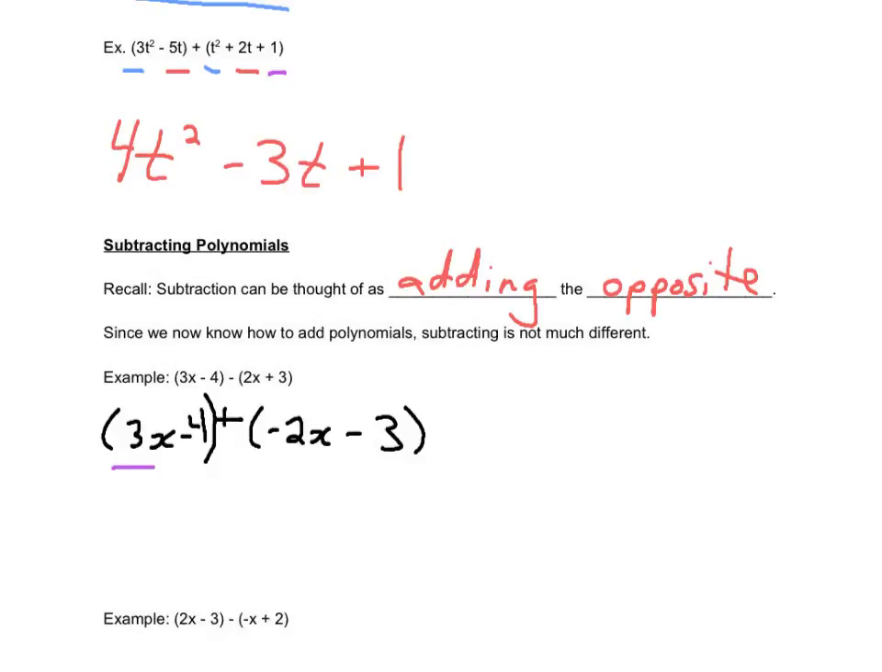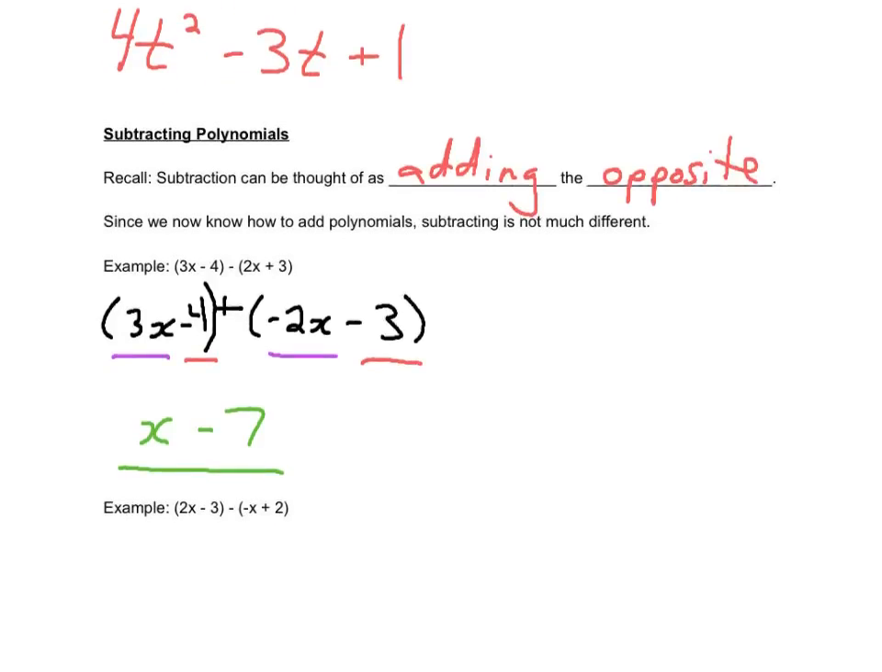Okay, since we know how to add, we're going to be able to do this very quickly. We identify the like terms. We get a 3x, a negative 2x, and we've got a negative 4 and a negative 3. When we do that, we're going to combine those. So 3x plus a negative 2x is just a single 1x. Negative 4 minus 3, or negative 4 plus a negative 3, is minus 7. Okay? See how that works? We'll do one more example to show you.